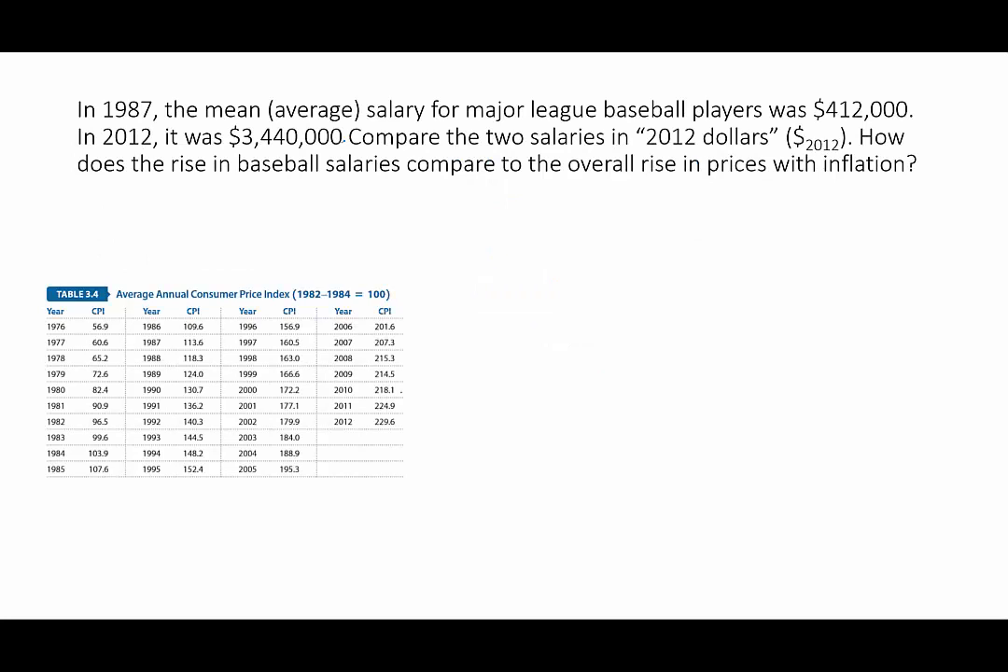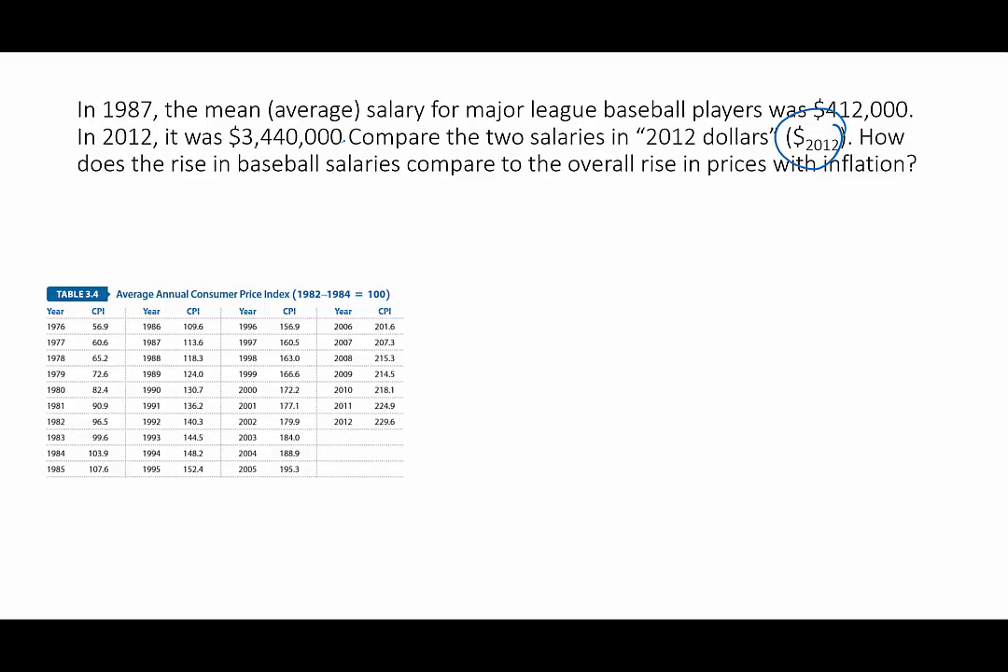In 1987, the mean salary for Major League Baseball players was $412,000. In 2012, it was $3,440,000. We want to compare the two salaries in 2012 dollars. So this is how we represent 2012 dollars. How does the rise in baseball salaries compare with the overall rise in prices taking into account inflation? The good news is we already have our 2012 salary in 2012 dollars because that's what it was in 2012. We need to convert the 1987 salary.